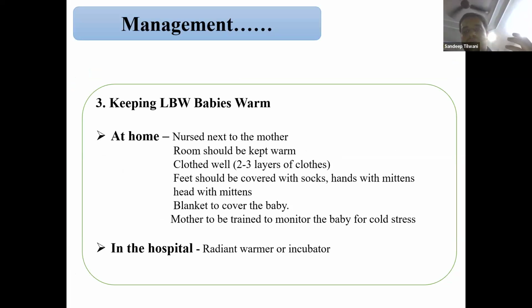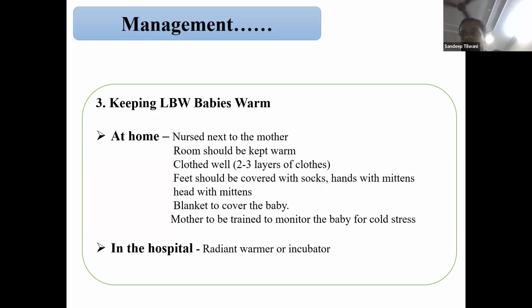Okay, so after you have decided that you have to bring the baby to your SNCU or shift the baby to the mother side, the next important aspect for the care of all these babies is that you have to keep the babies warm. Okay, so thermoregulation is one of the most important aspects when you are caring for these low birth weight babies.